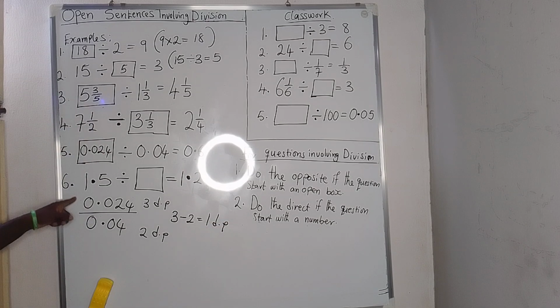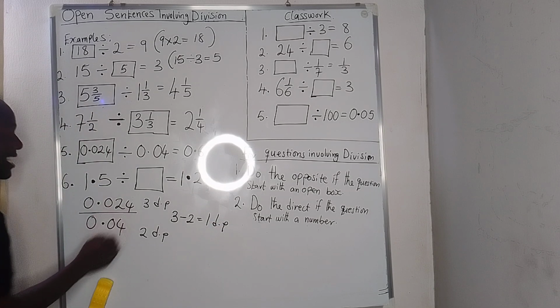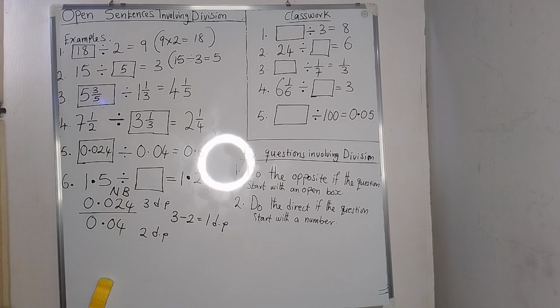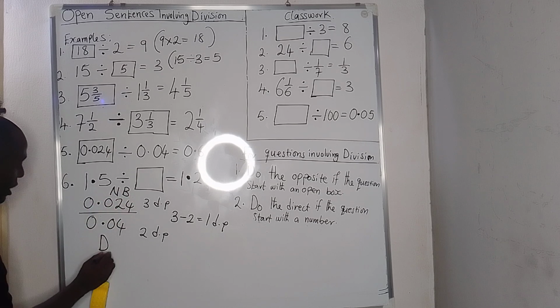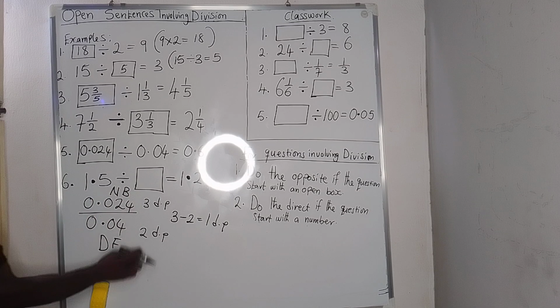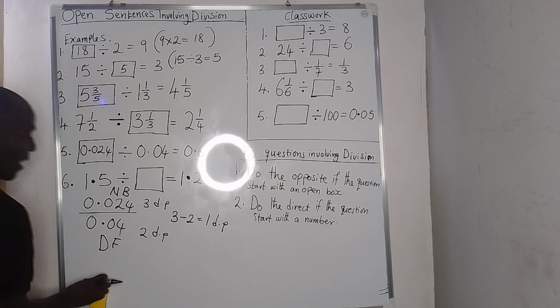Meaning that, remember the numerator, I gave it a code, which is NB. Numerator is bigger, we move backward. If the numerator is bigger, B is backward. If the denominator is bigger, you move forward, DF. So obviously numerator is bigger, so we move backward after our answer.